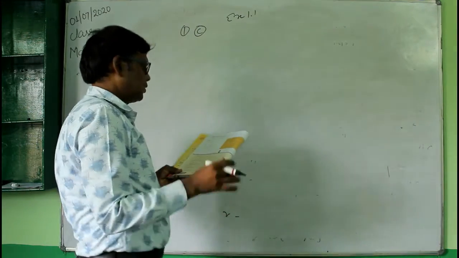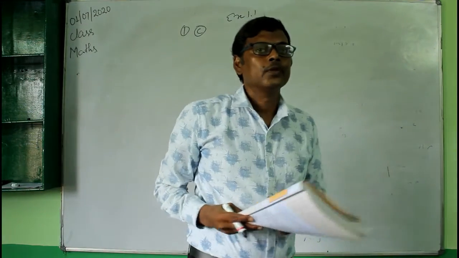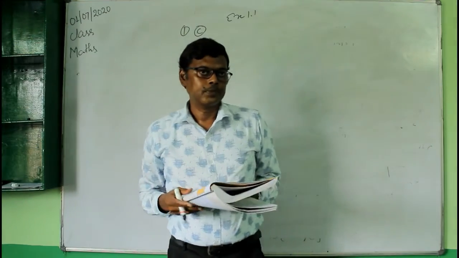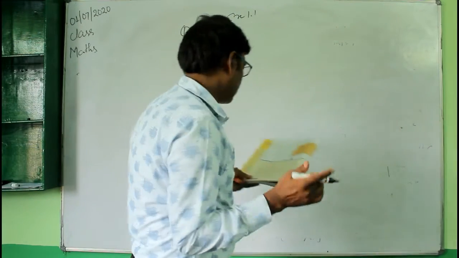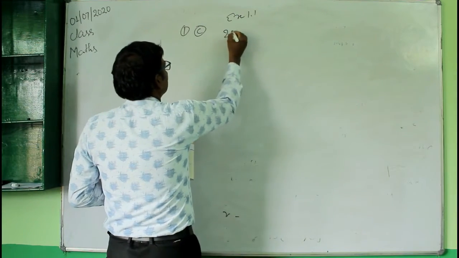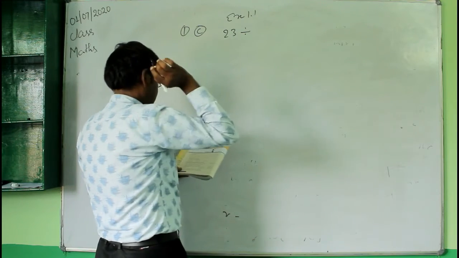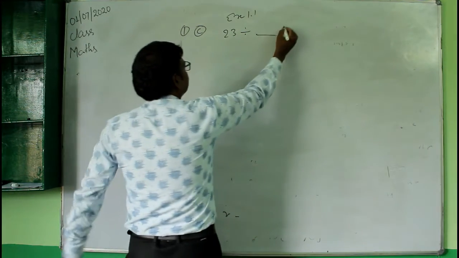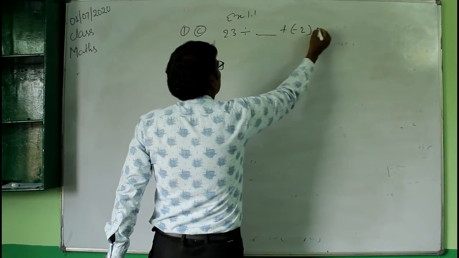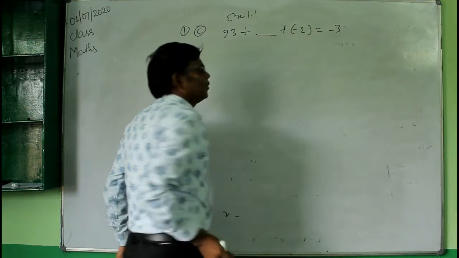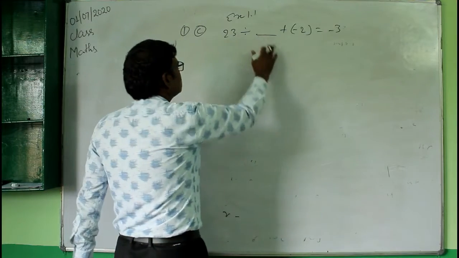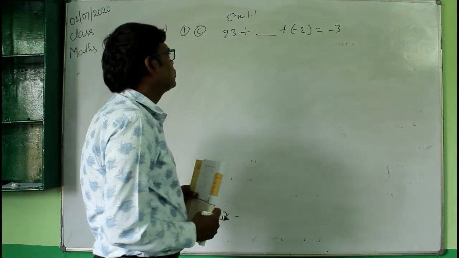I have solved this question in the PDF, but that is not correct, so here I will explain what the correct answer is. So 23 divided by dash, then again plus minus 2 equal to minus 3. This is the question, and now what is the answer in this blank space?